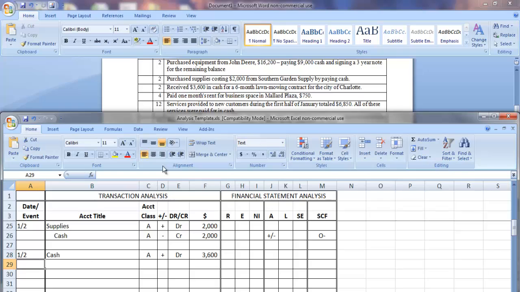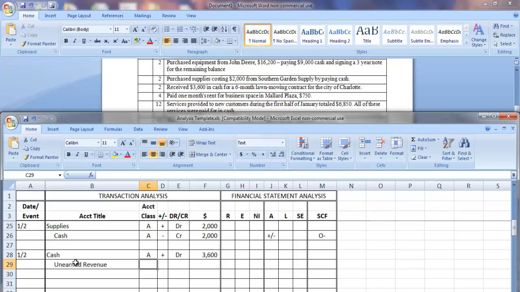Well, why did we receive $3,600? We were paid for a 6-month lawn mowing contract by the city of Charlotte, but they paid us in advance. So keeping in mind our revenue recognition principle, we only recognize revenue when it is earned. In this case, we've not earned any revenue because we haven't mowed any lawn. Okay? They've paid us in advance for service, so we in fact owe them 6 months worth of lawn mowing service. So we're going to call that account unearned revenue.